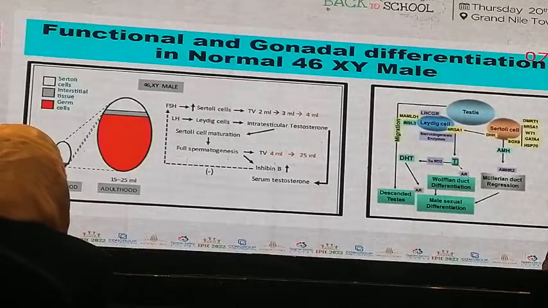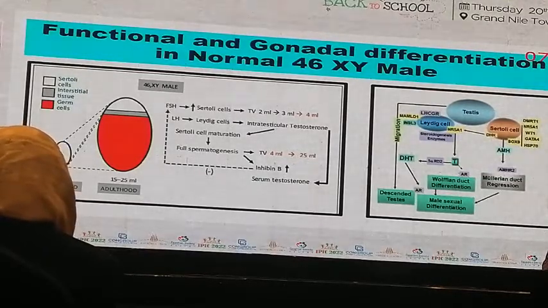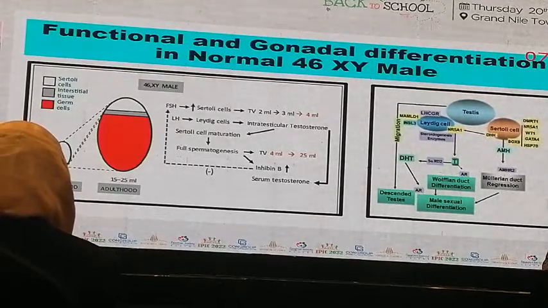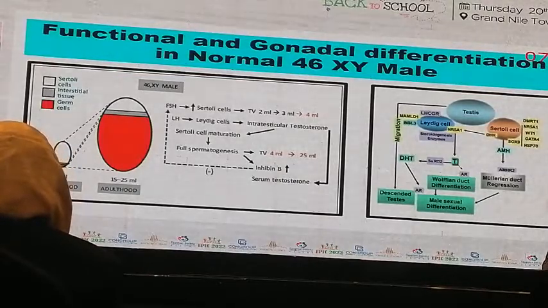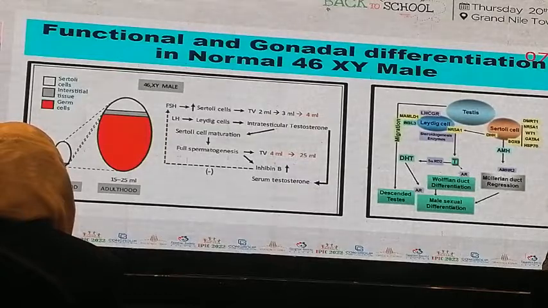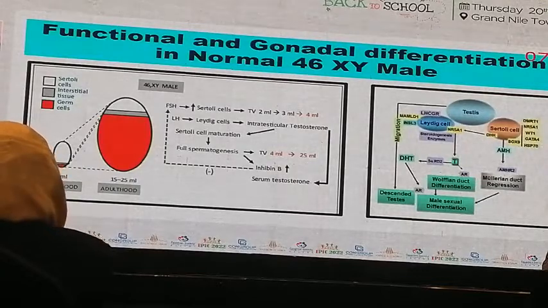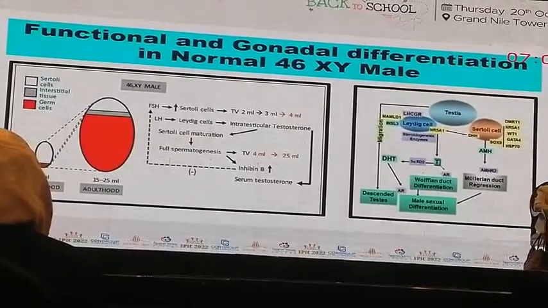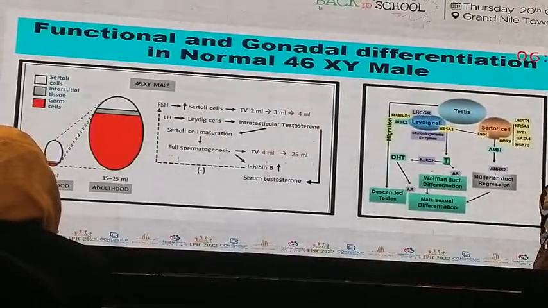To answer this question, we have to go back to the physiology of the functional gonadal differentiation in the normal 46XY male. As you all know, the normal testes have 3 types of cells: the Sertoli cells, the interstitial Leydig cells, and the germ cells, spermatogonia. During intrauterine life, under the effect of very complicated genetic interaction, the FSH stimulates the Sertoli cells to produce the anti-Mullerian hormone, which causes regression of the Mullerian duct, allowing the Wolffian duct differentiation.